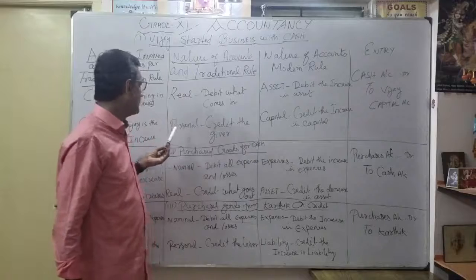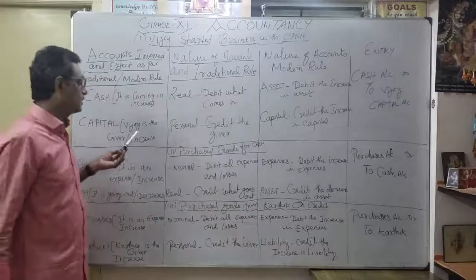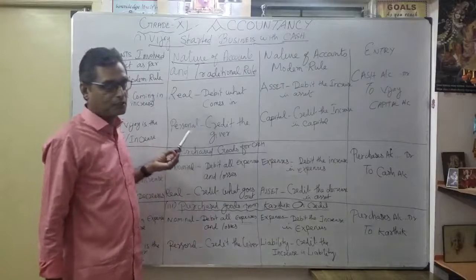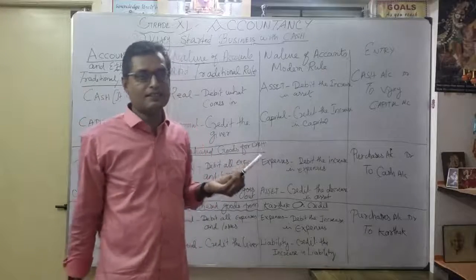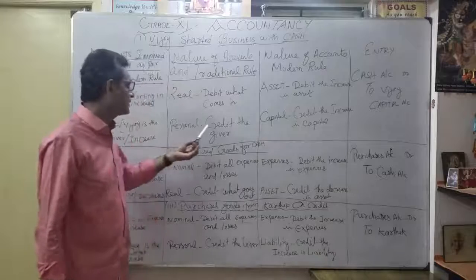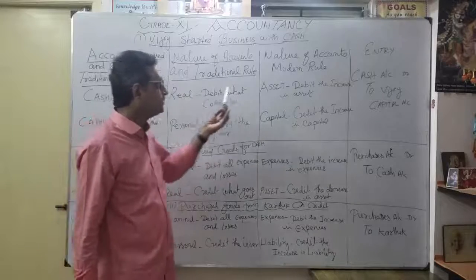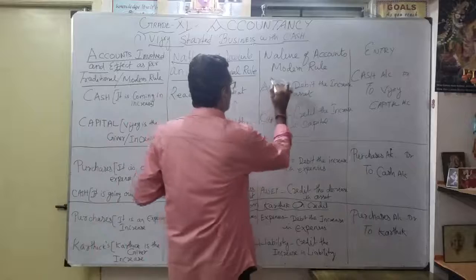Similarly, Vijay contributing capital is a personal account. What is the personal account rule? Debit the receiver, credit the giver. So naturally here Vijay is the giver, so we credit. You understood?